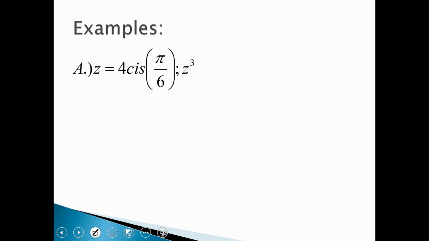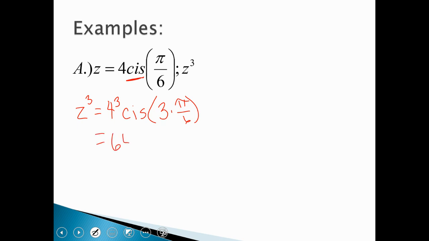We're trying to raise 4 times the cosine of pi over 6 plus i sine pi over 6. I know your book doesn't use this abbreviation, but I don't understand why they don't. It's just so much easier than writing it every single time. So we're trying to find this number to the third power. So we're going to raise the 4 to the third power, and then you're going to multiply your angle by that 3.